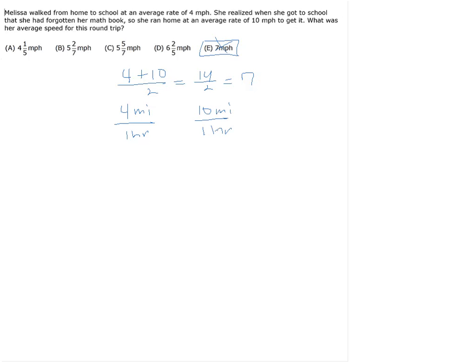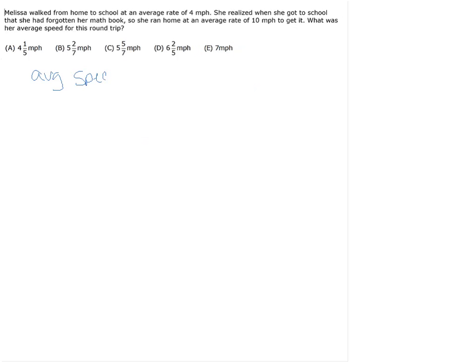So instead, what we have to do is we have to remember something really important. We have to remember that average speed, which is what we're being asked for here, average speed is always equal to total distance divided by total time traveled. And as long as we follow this formula, we can nail these questions every time.